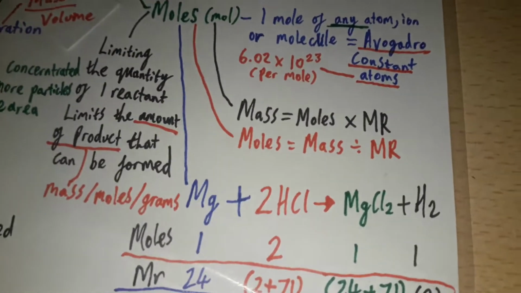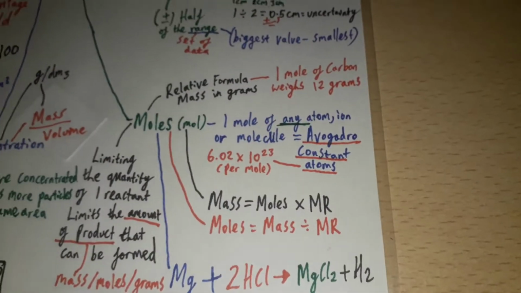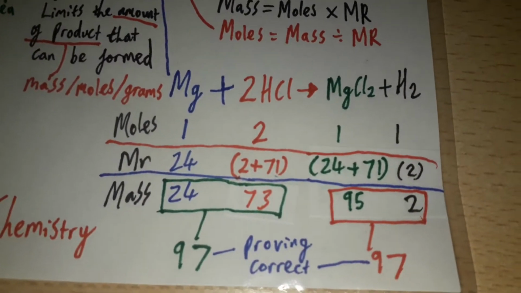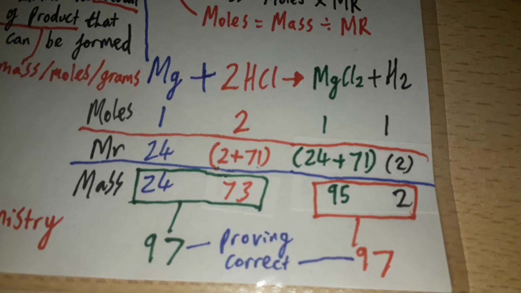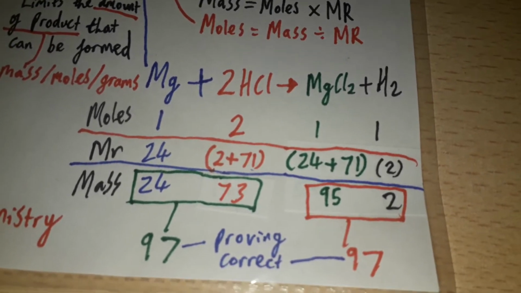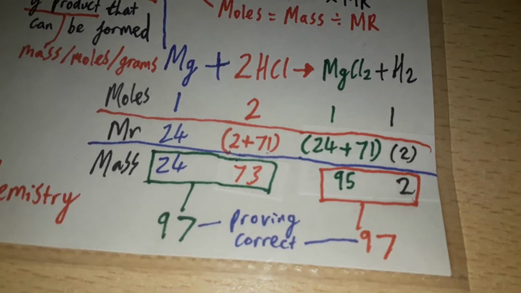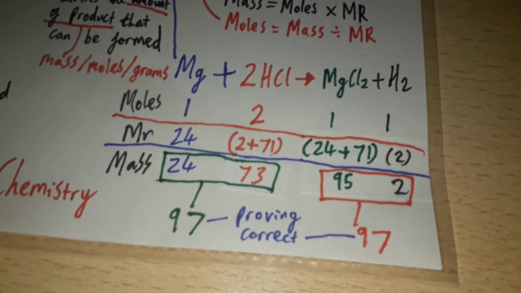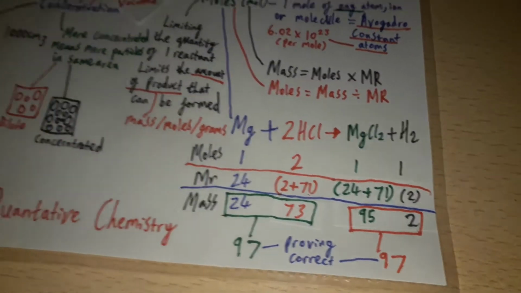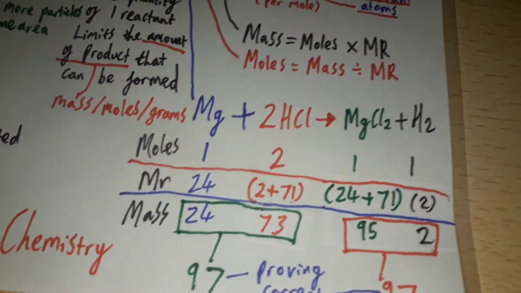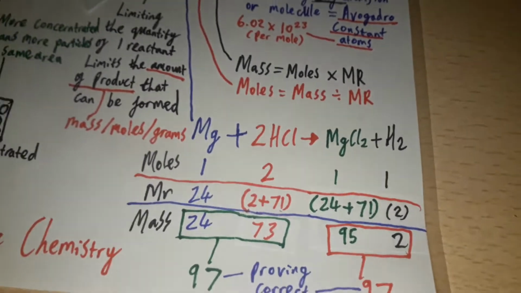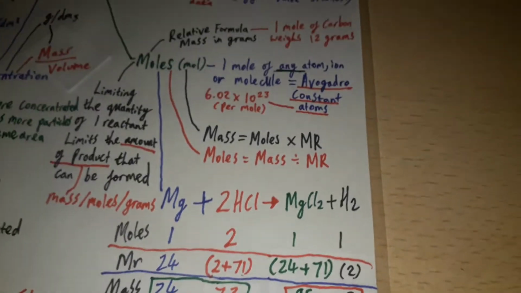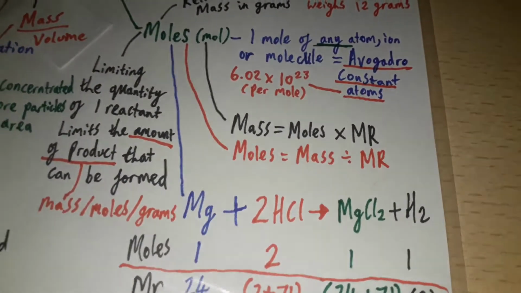Let's look at an example of an equation where we use this. So here we got magnesium plus 2 hydrogen chloride, hydrochloric acid, whatever, turns into magnesium chloride plus hydrogen. So if we look at this, we look at the amount of moles in it, that's represented by the number at the start. So that is 1 mole. Those are both 1 mole. That's 2 moles because there's a 2 at the start.